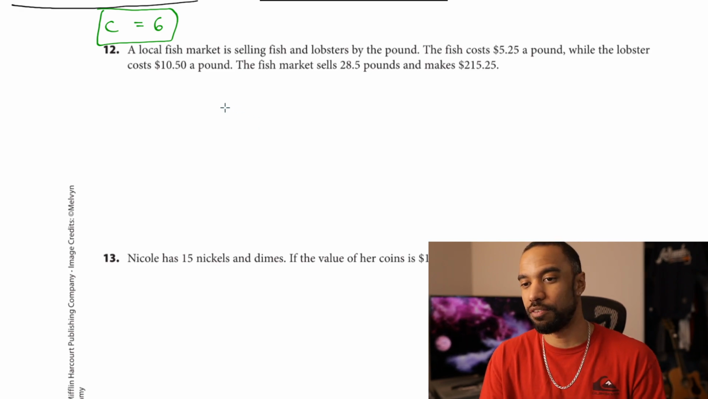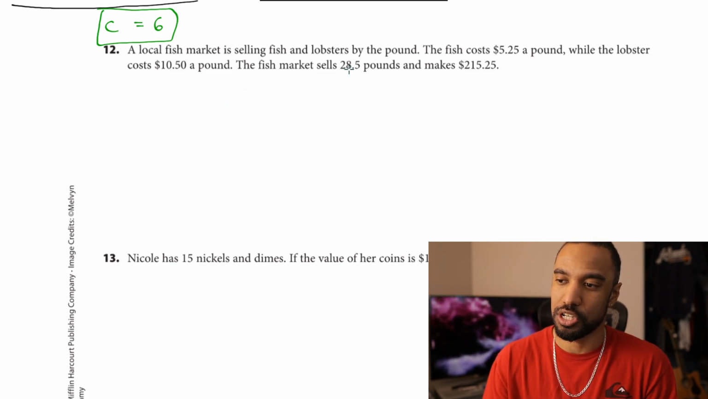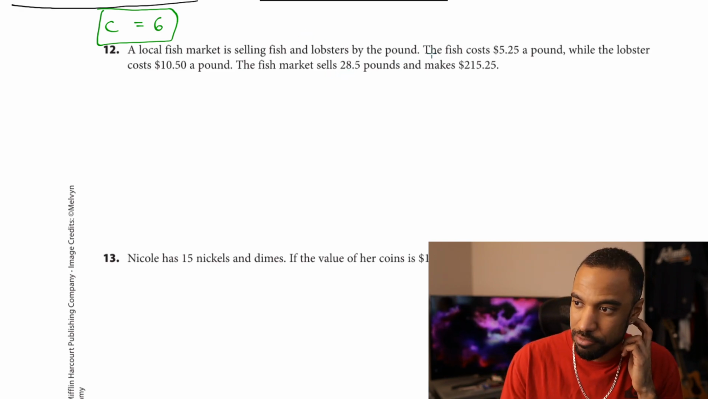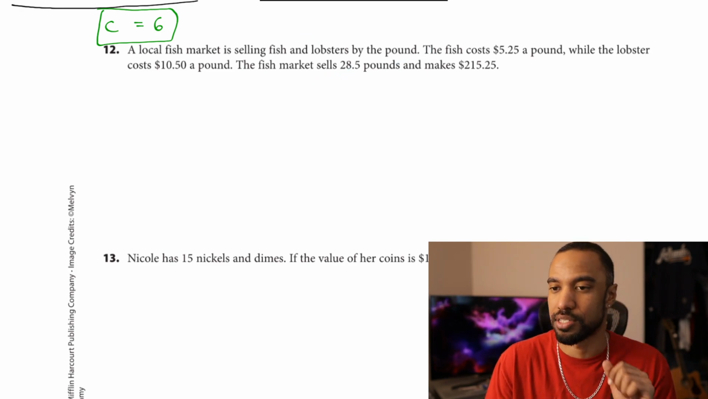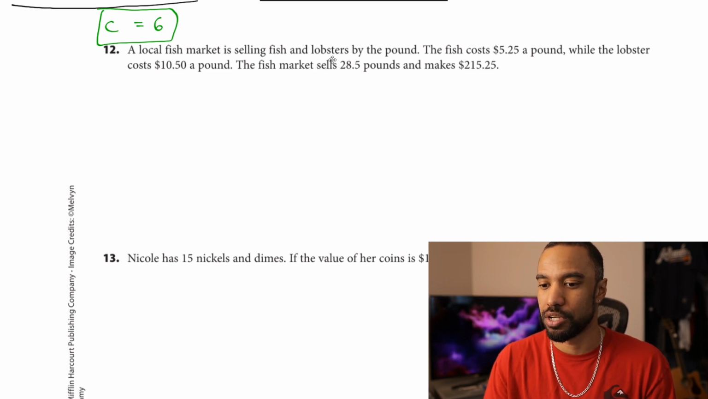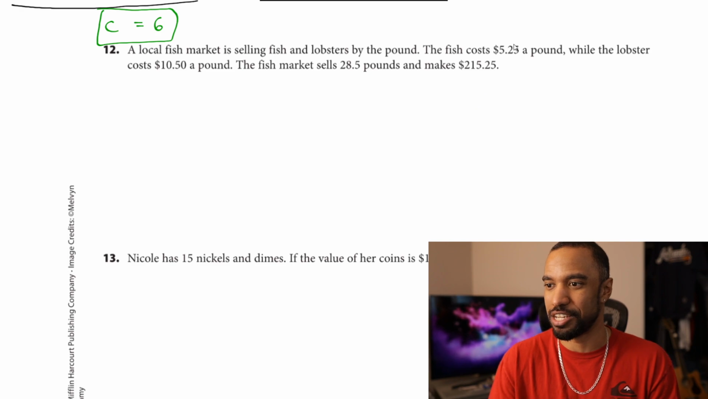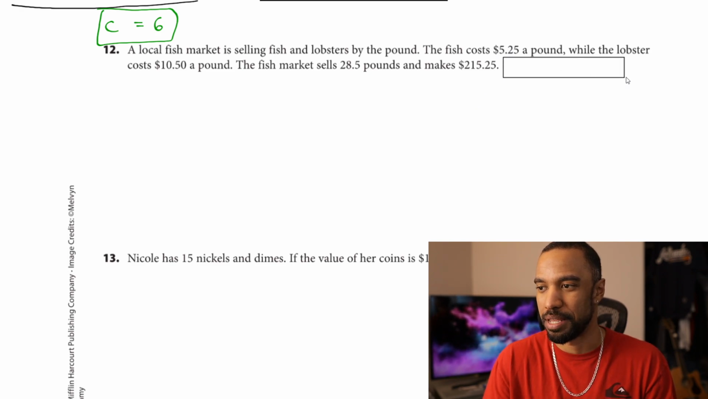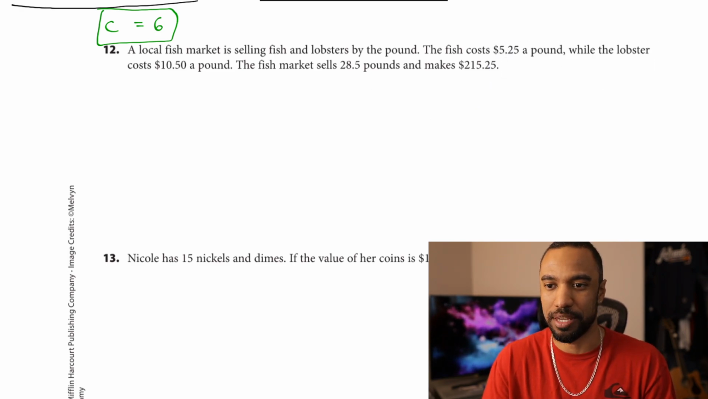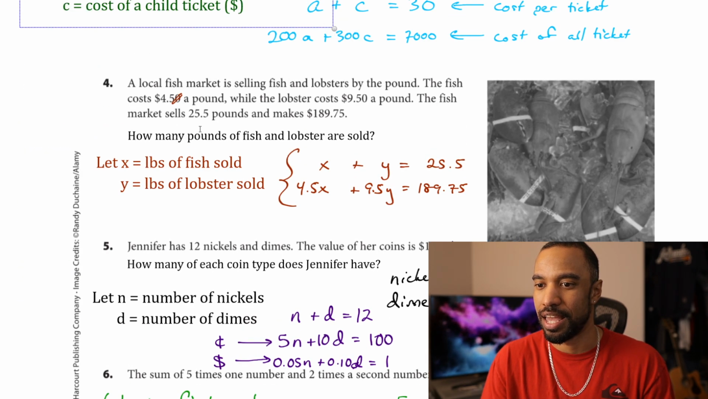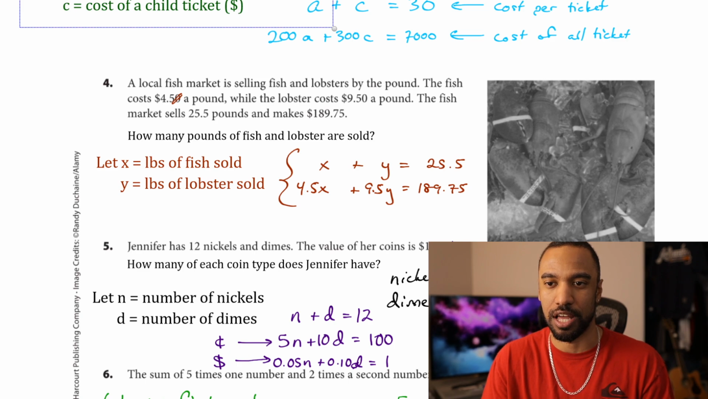All right, number 12. A local fish market is selling fish and lobsters by the pound. Same as before. The fish costs $5.25 a pound, while the lobster costs $10.50 a pound. They didn't ask the question here, but they should be asking how many pounds. I think I wrote it last time. Let me copy both of those things in and show you what I had here. It was how many pounds of fish and lobster are sold.